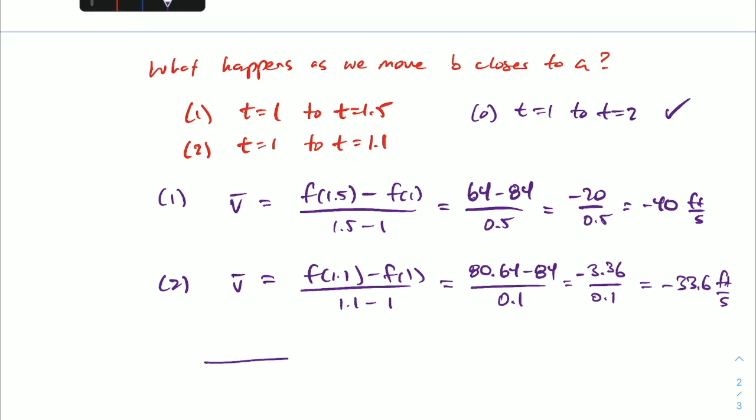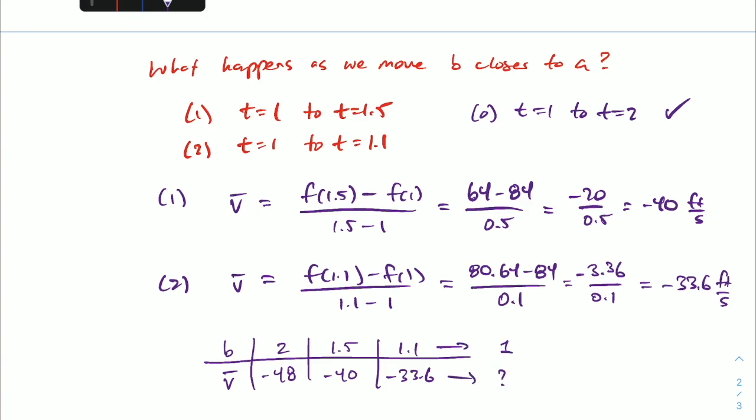Okay, so we're noticing a trend here. When B is 2, the average velocity is negative 48. When it was 1.5, it was negative 40. When it's 1.1, it's negative 33.6. And the question is, as B gets closer to 1, what is this average velocity, this average rate of change, going to? And that's something we'll see in a future video.